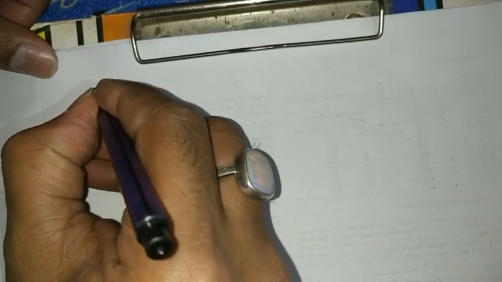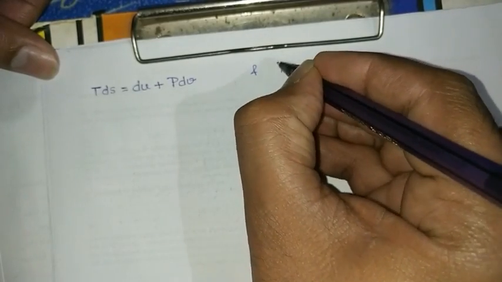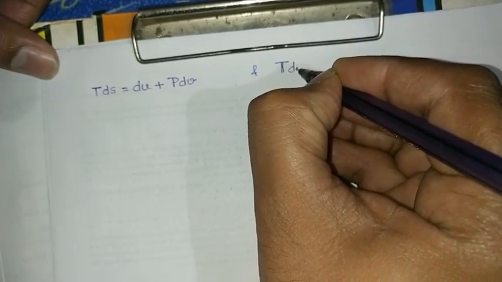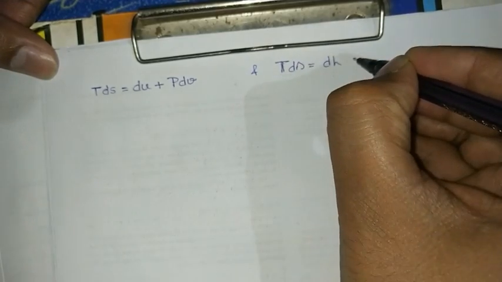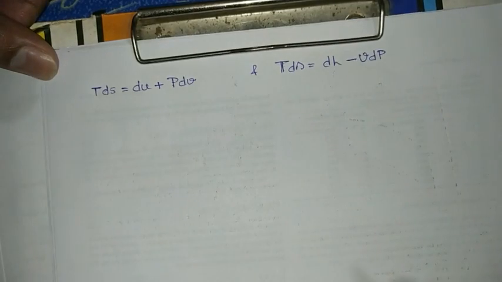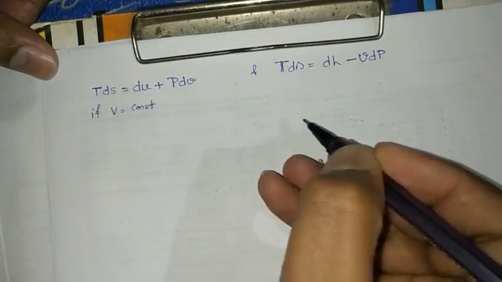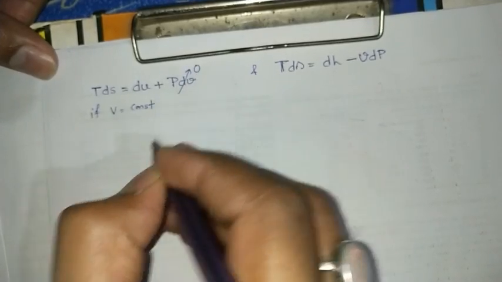So for that, we know we have two TdS equations. One is TdS equal to dU plus P dV, and the other one is TdS equal to dH minus V dP. Okay, so if the volume is constant, then P dV will be 0.